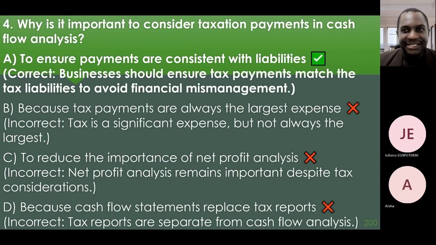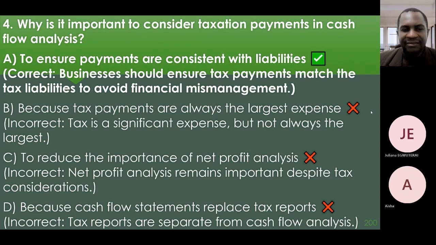Why is it important to consider taxation payments? I feel this one. Now J has. I was looking at this thing. It's a short answer. I was looking at it. Both of you said C, so both of you failed it. Yeah, so I looked at it. I was contemplating between C and A actually. It was very tricky. I like the question. Why is it important to consider taxation payments in cash flow analysis? To ensure payments are consistent with liability.